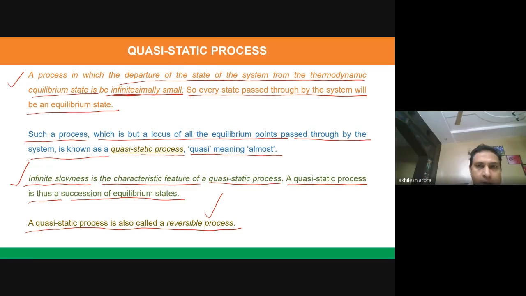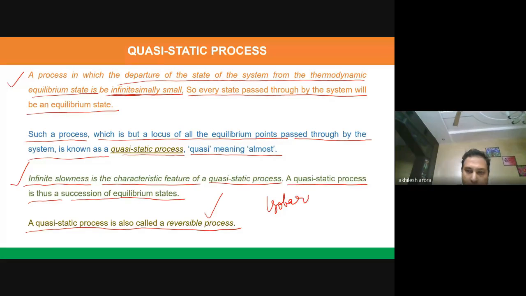Okay. All the processes for which we will be doing the analysis in thermodynamics here will be considered quasi-static processes, meaning we know the path through which they are passing. If I say it is an isobaric process, it will be isobaric only if each point through which the system is passing is at constant pressure. A constant pressure process can be shown like this.